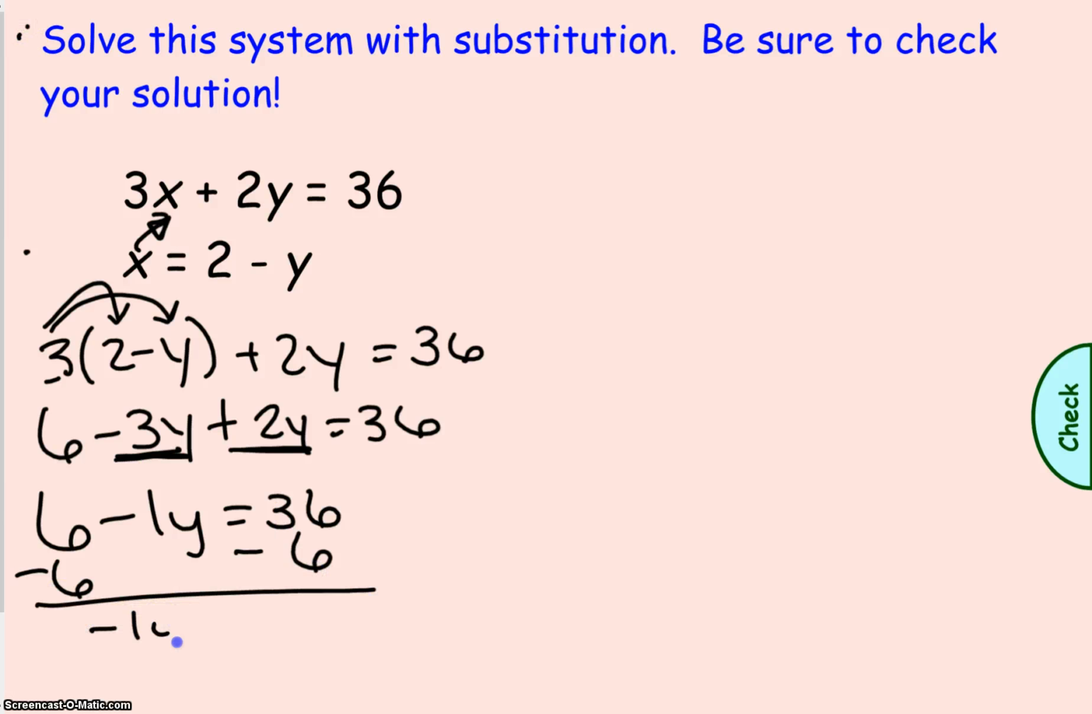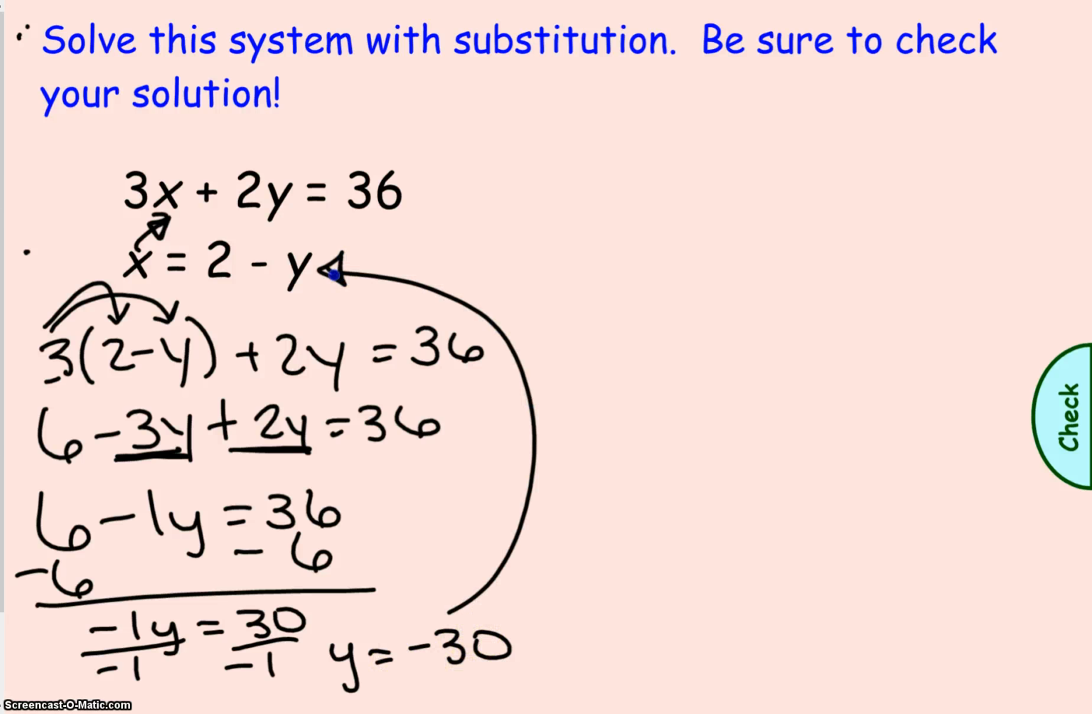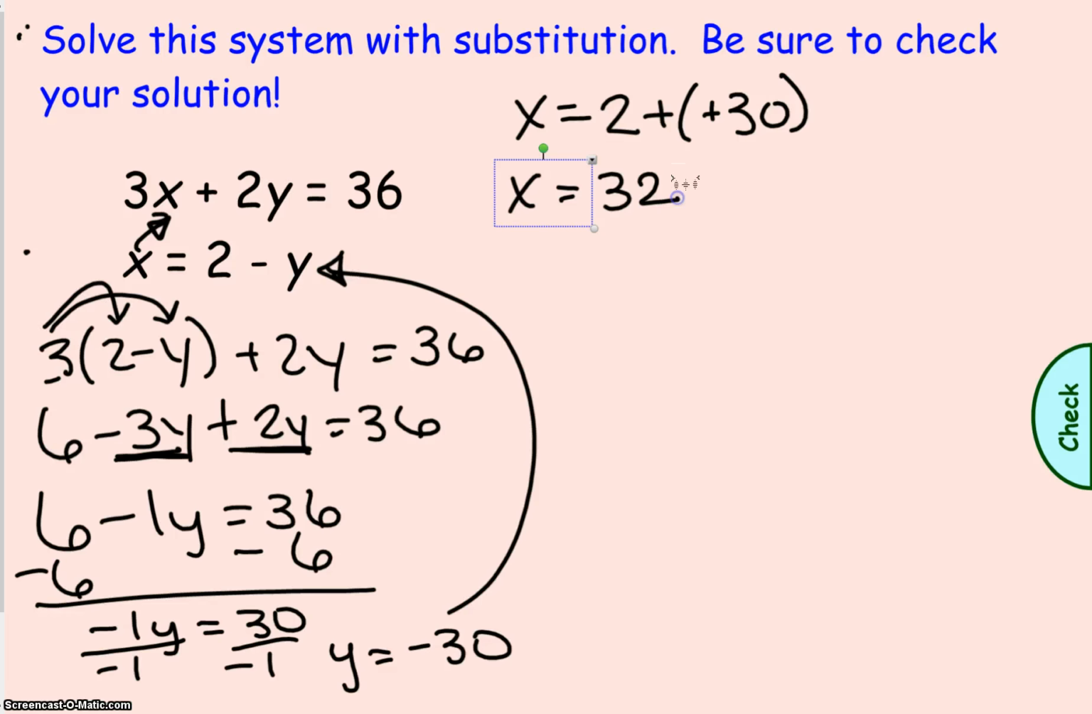I'm left with negative 1y equals 30. Divide by negative 1, divide by negative 1. So y equals negative 30. Now I can take this and plug it in to my equation to find my x. x equals 2 minus a negative 30. Well, we know that two negatives together become a positive, so I have x equals 32.